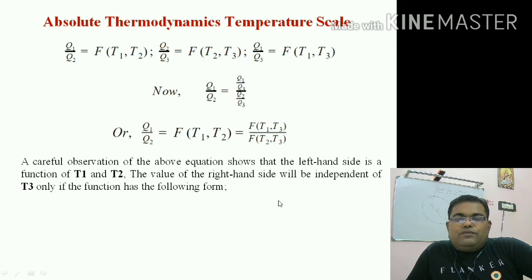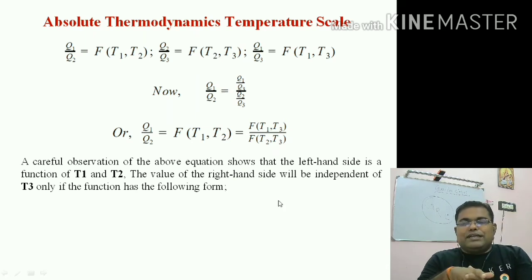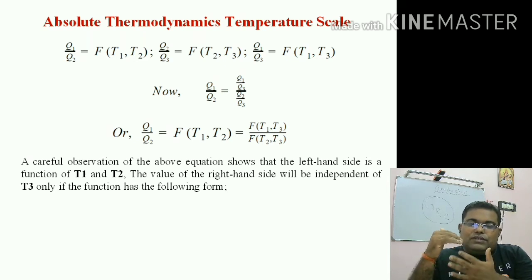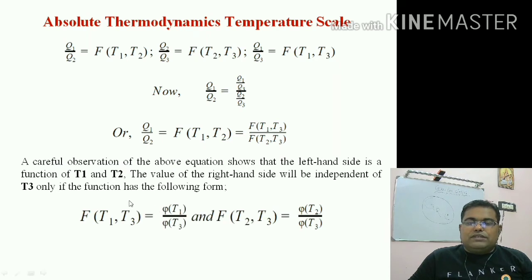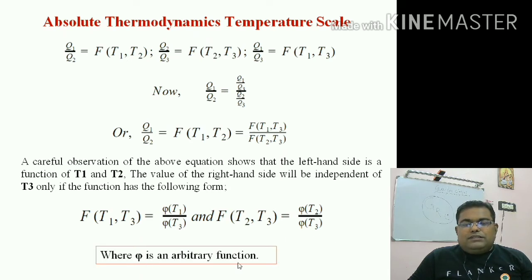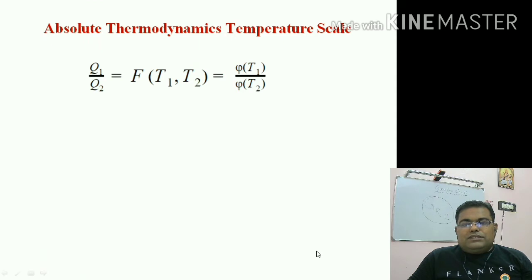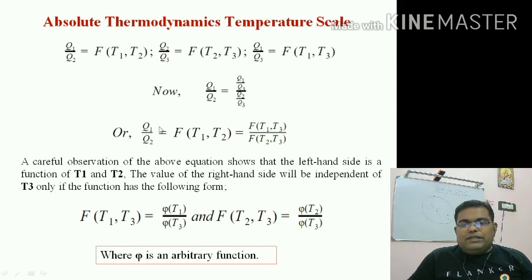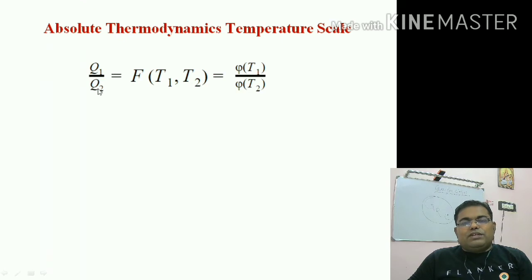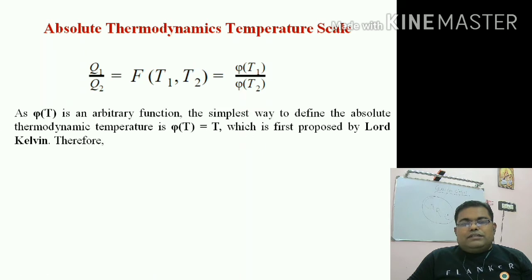If we do a careful observation of the above equation, the left hand side is T1 and T2, and the value of the right hand side will be independent of T3 if the function has the following form. So function of T1 and T3 can be written as another arbitrary function of T1 divided by function of T3, and T2 and T3 can be written as arbitrary function of T2 divided by function of T3. So if we substitute these two equations over here, we can get a very simple term: Q1 by Q2 is some arbitrary function of T1 divided by arbitrary function of T2. This is an arbitrary function.